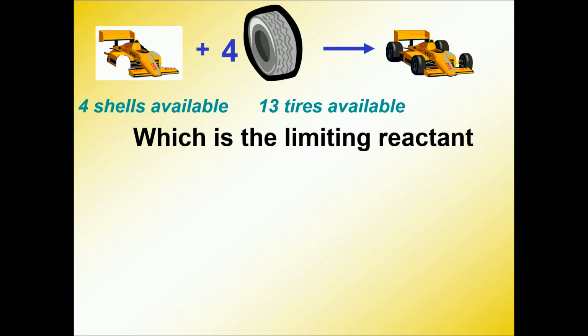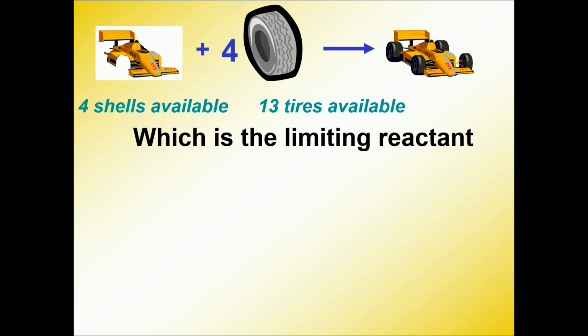In this analogy, I'm actually going to use dimensional analysis to show you how we can figure out which one is the limiting reactant. So imagine I commission you to make some race cars out of race car shells and 4 tires. This is my balanced equation, by the way. As I hire you to create some race cars, I'm going to give you 4 shells and I'm going to give you 13 tires to work with.